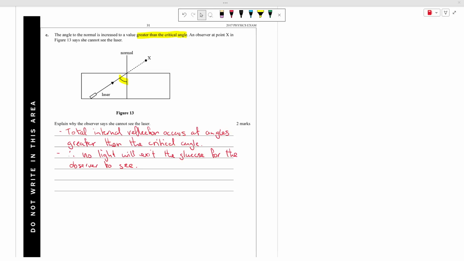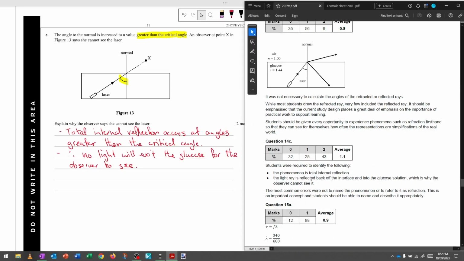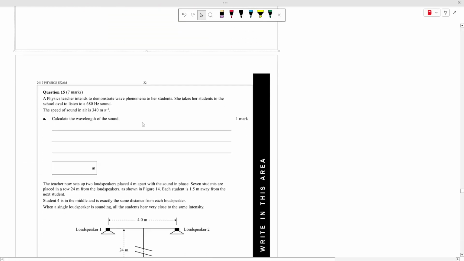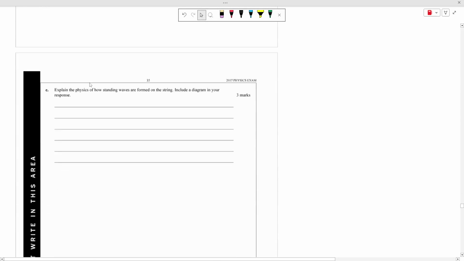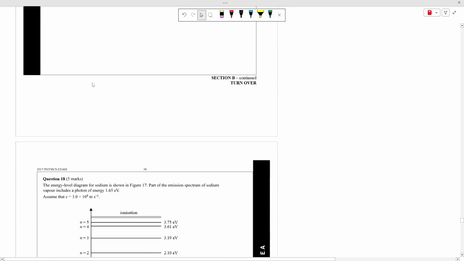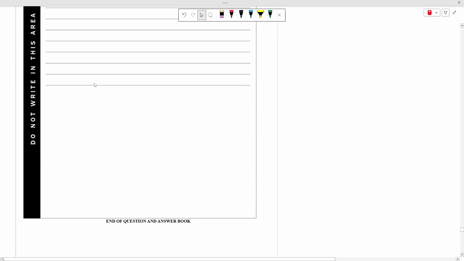Let's double check the report. Yes, the phenomenon is total internal reflection. The light ray is reflected back off the interface into the glucose solution, which is why the observer cannot see it. Yeah, it makes sense, okay? Alright, keep going. 15. How much more do we have left? Just check. 15, 16, 17, 18, 19.